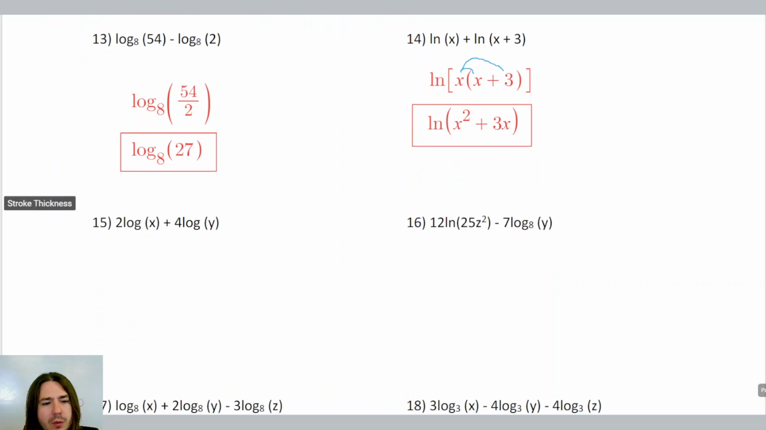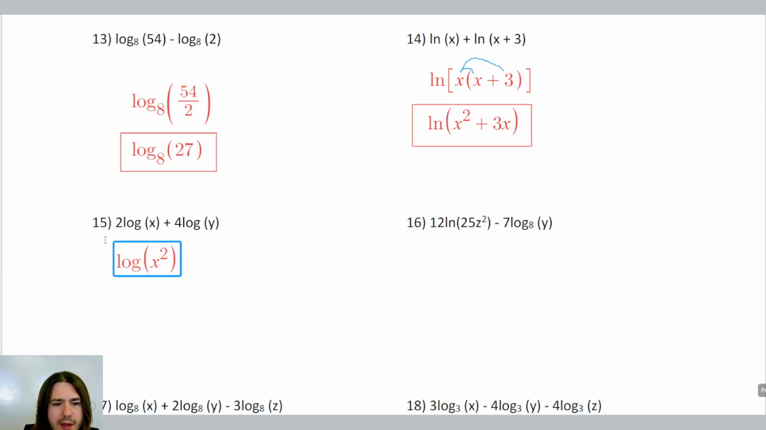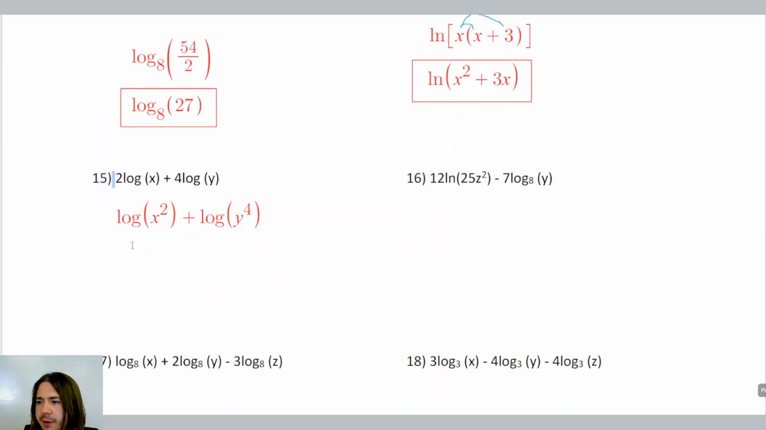Number 15, we have 2 log x plus 4 log y. So what we can do is use the power property here and rewrite this as log of x squared plus log of y to the 4th. And then once we have that, now that our coefficients are both 1, we can use the product property and say that this is going to be log of x squared times y to the 4th. You don't really need that dot there, but I just want to emphasize that we're multiplying.